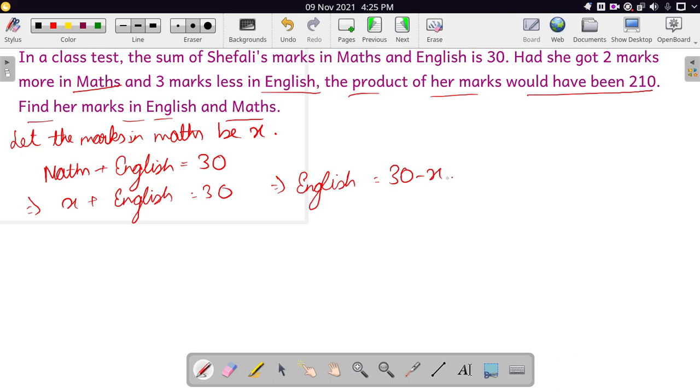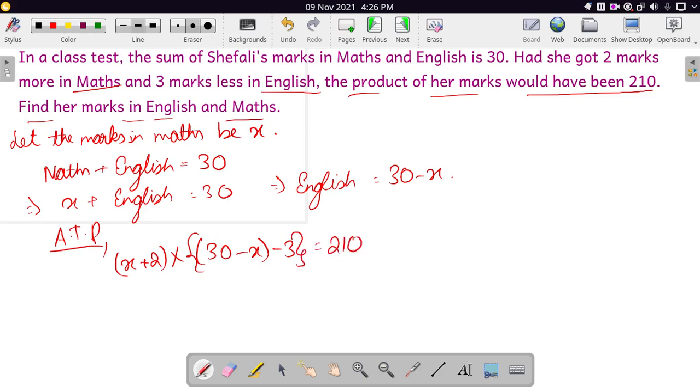Now it's also given that had she got 2 marks more in maths and 3 marks less in English. Okay, first let us do this. 2 marks more in maths means the maths marks would be X plus 2. 3 marks less in English means 30 minus X minus 3. The product would have been equal to this. Right, this is our equation. Now we need to just solve this equation.